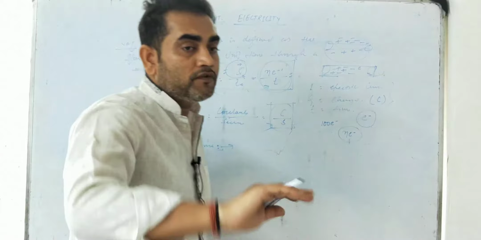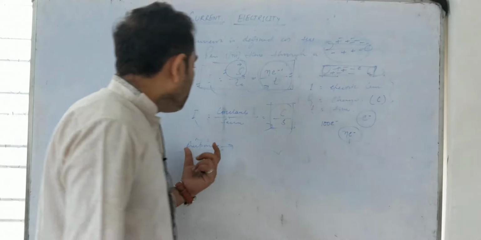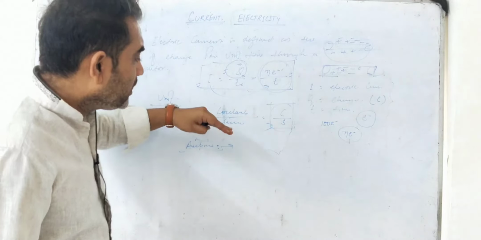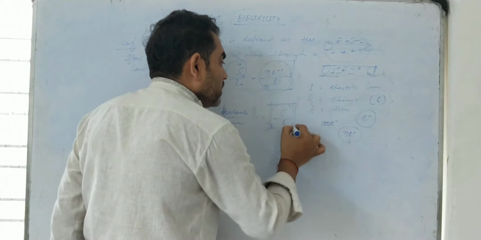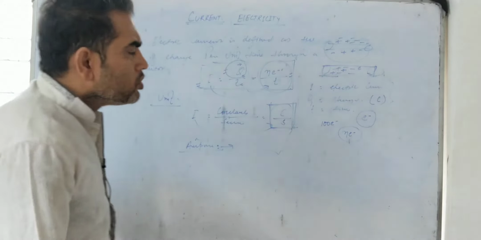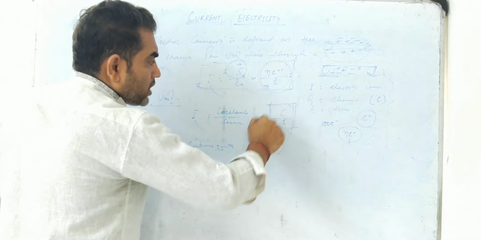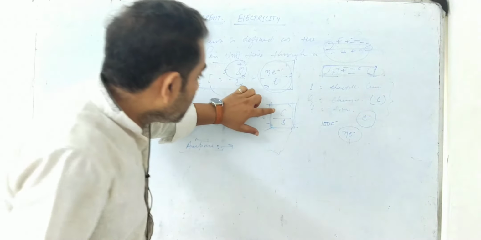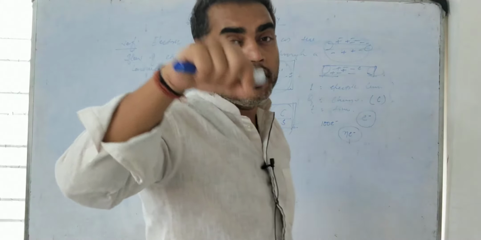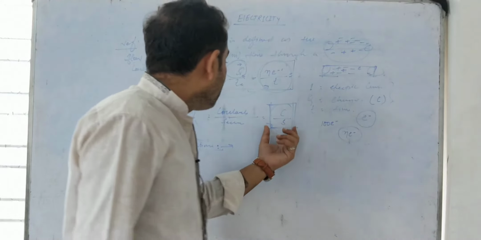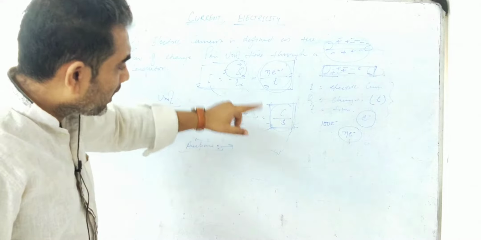Now another question we have is: define ampere. You will have different questions like this. So here we have the definition of ampere. What is the ampere? If 1 coulomb of charge flows through a conductor in 1 second, or per second, then the electric current flowing through the conductor is said to be 1 ampere. Again I am repeating it.